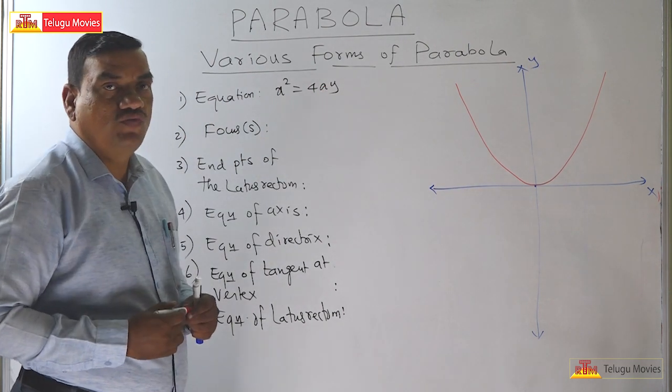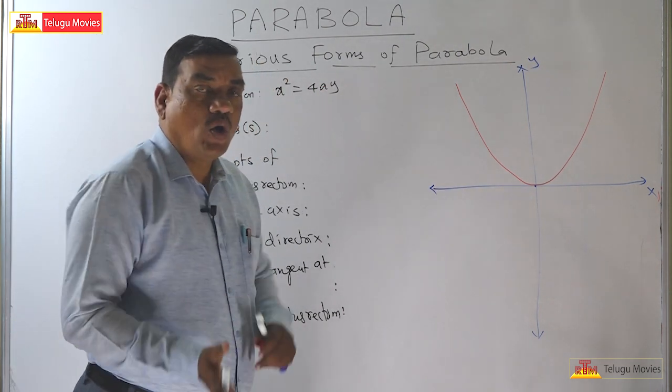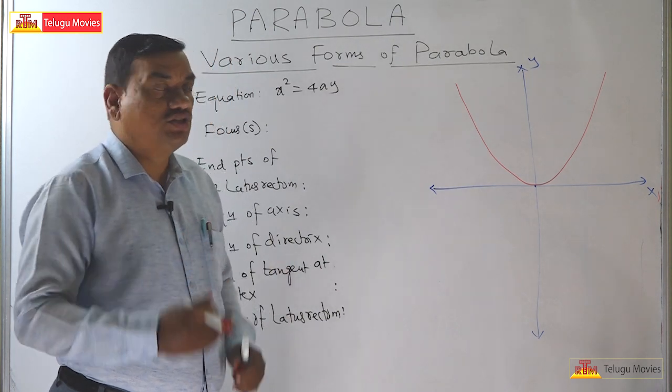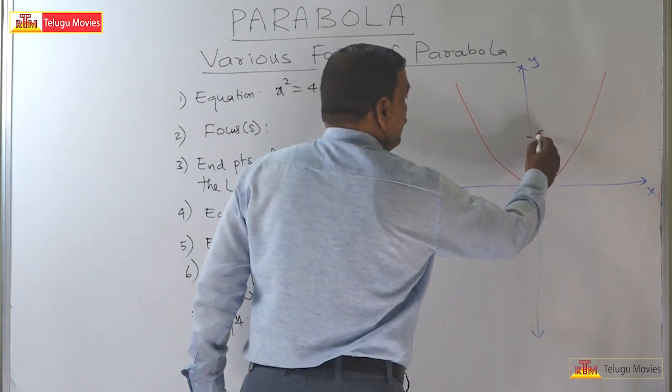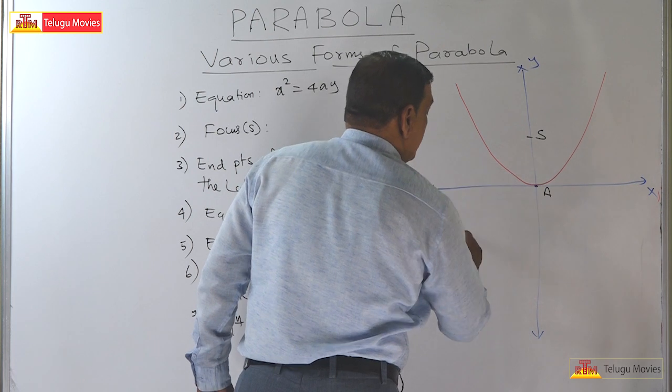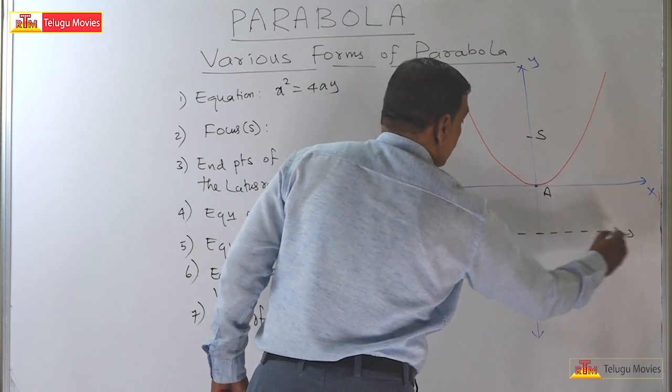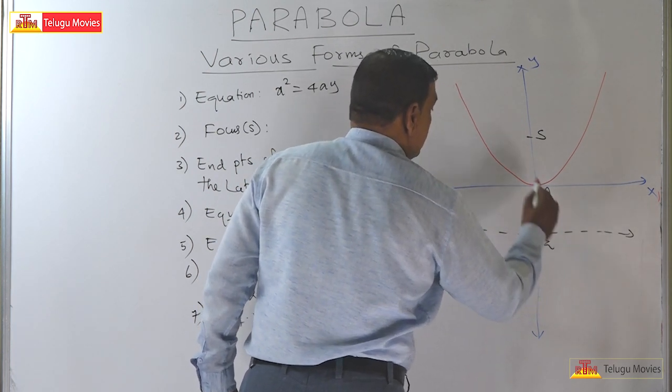x square is equal to 4ay. Now, what are the coordinates of the focus? All those things we will see. So, this is a focus, this is a vertex, and here the directrix will be there. So, this is a directrix. So, this is Z.